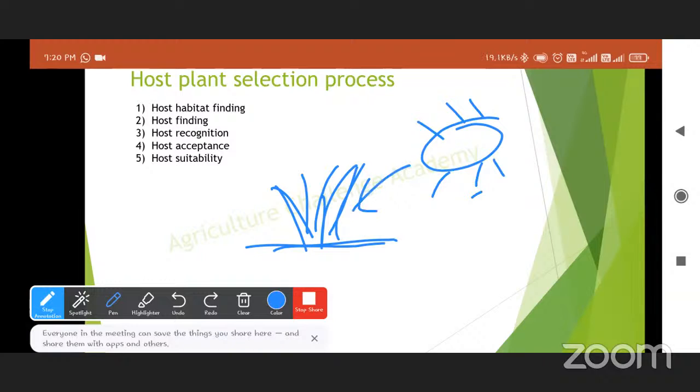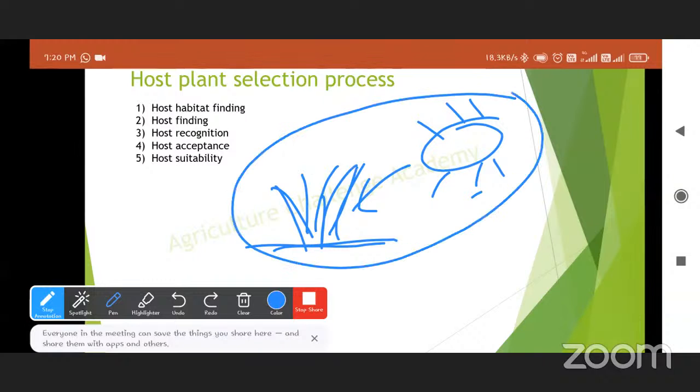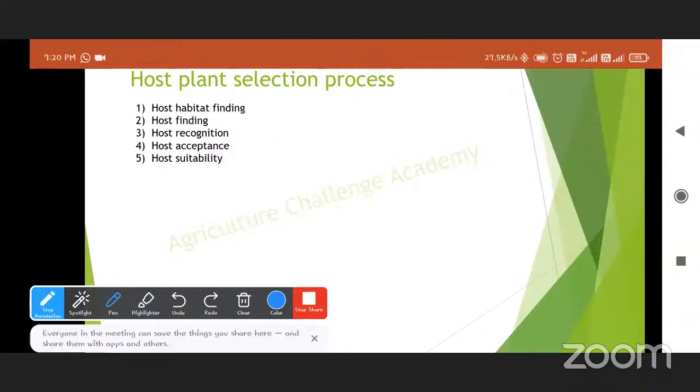Okay, so in this whole process there is a sequence. One by one there are some interactive phases which include different kinds of mechanisms at each and every step. The first thing in the whole host plant selection process, you have to remember the sequence always.